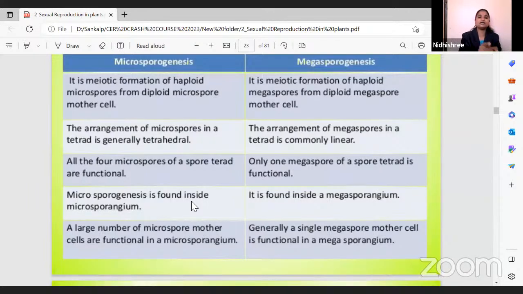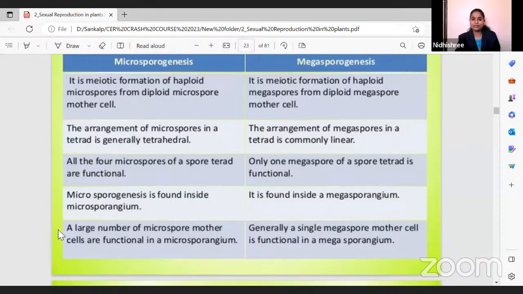This occurs in the androecium. This occurs in the gynoecium. Here, meiotic formation, four haploid microspores are formed. Here, meiotic formation of haploid megaspores from diploid megaspore mother cell. Here the arrangement is tetrahedral, four lobes, but this one is straight linear. The spore tetrad, all four are functional. But here only one megaspore will be functional. The other cells will not be functional.